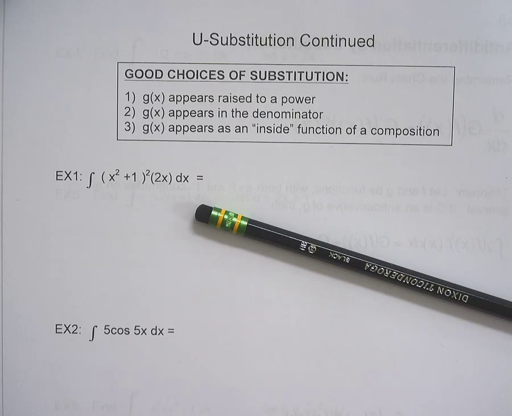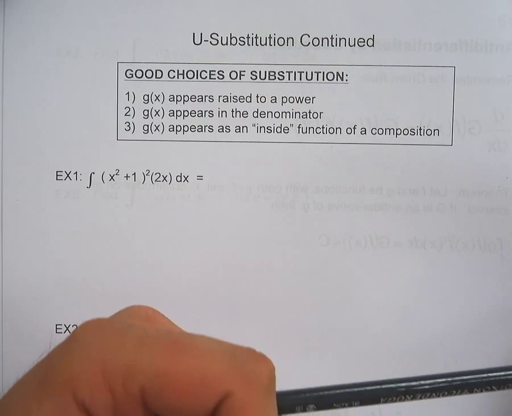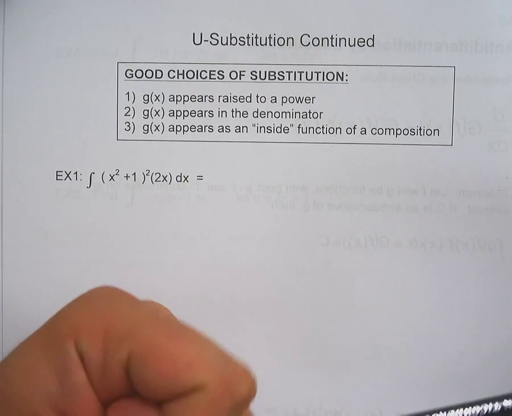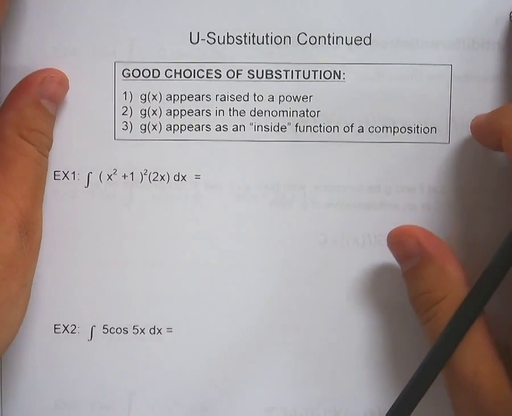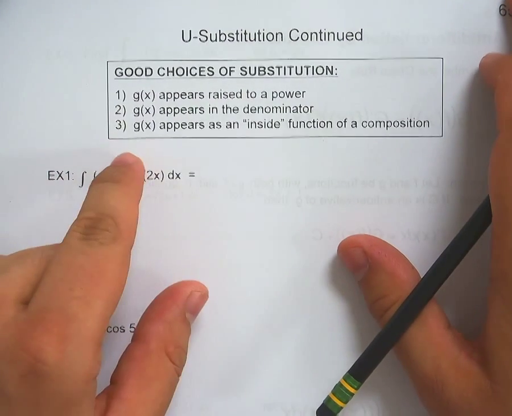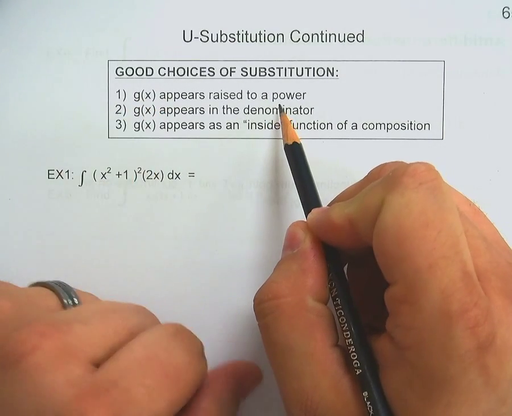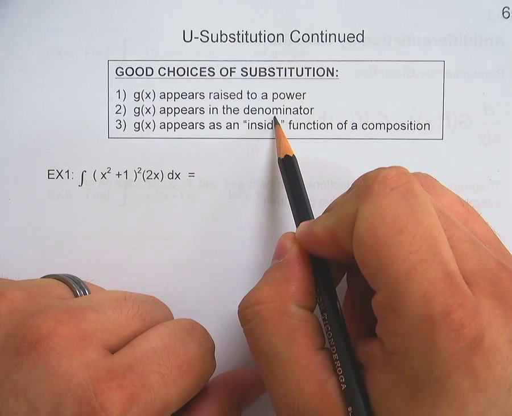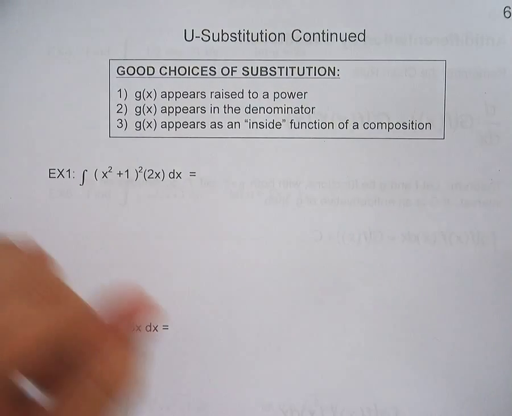We have a little bit more on u substitution to do today. Now I'm going to start getting you trained to the point where you can pick out your own u. So here's a couple of good choices for what you should be using u for. Remember that for u, we're looking for some type of function, something to be inside. It can be raised to a power, it can be something that appears in a denominator, or something that appears as an inside function of a composition.